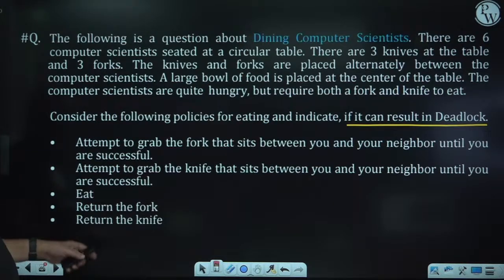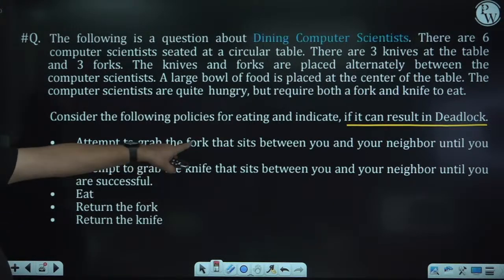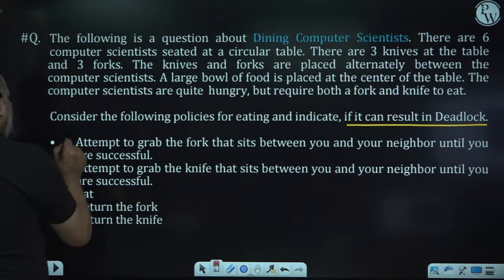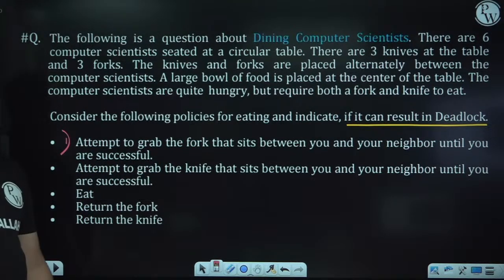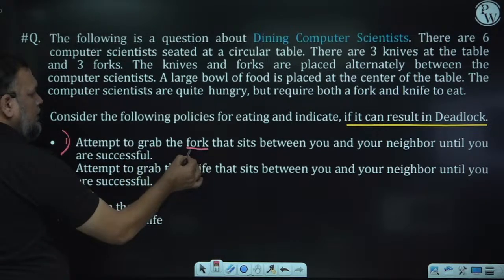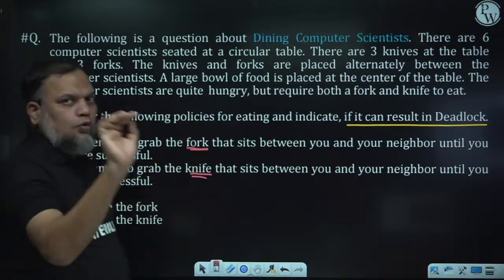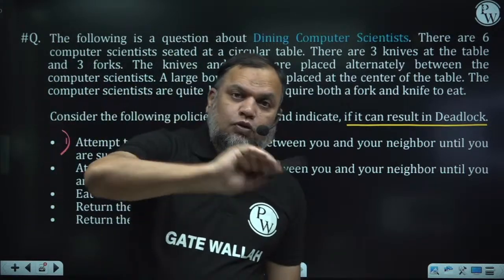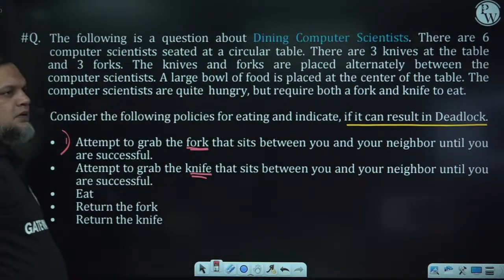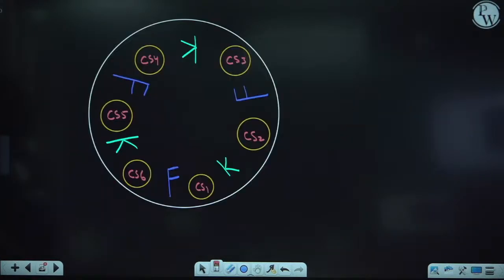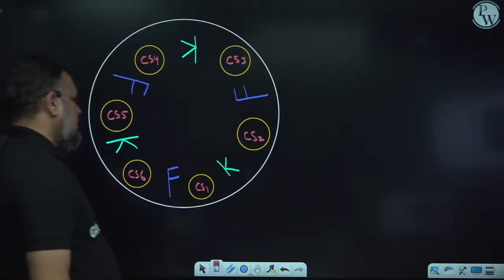The protocol is: attempt to grab the fork that sits between you and your neighbor until you are successful. Every computer scientist will try to take the fork. If successful, attempt to take the knife. So first you take the fork, then you try the knife, then eat and then return.